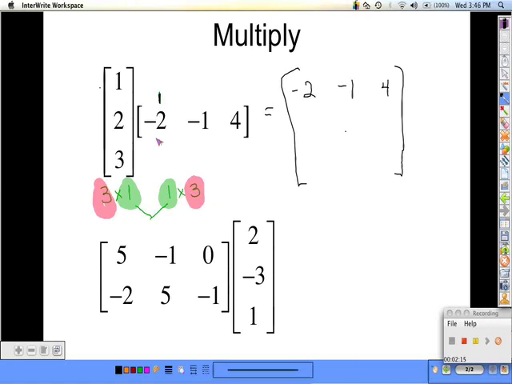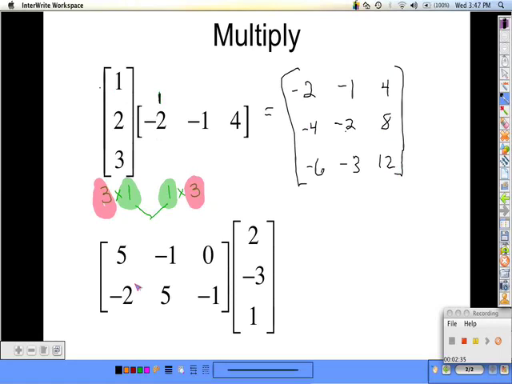Now I do the second row times each column. 2 times negative 2 is negative 4. 2 times negative 1 is negative 2. And 2 times 4 is 8. Now I do the third row times each column. 3 times negative 2. 3 times negative 1. And 3 times 4. Here's our product.